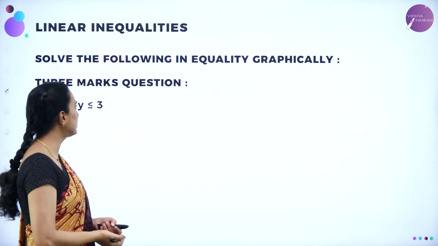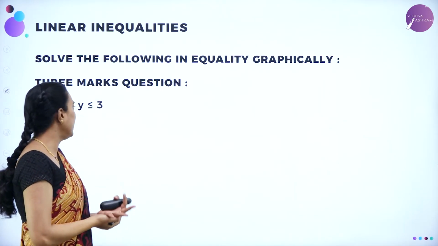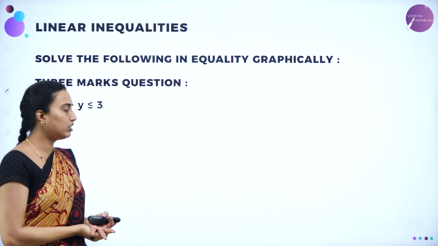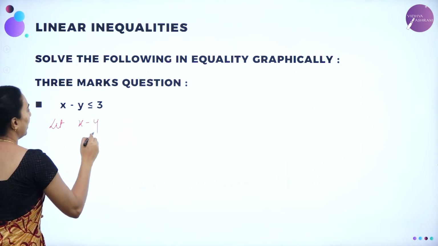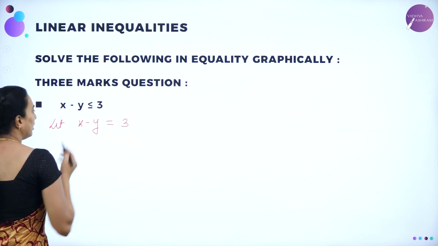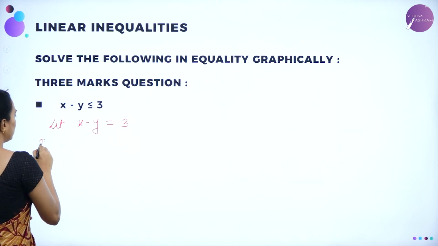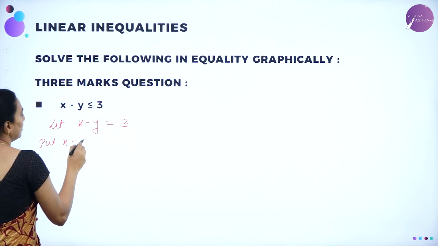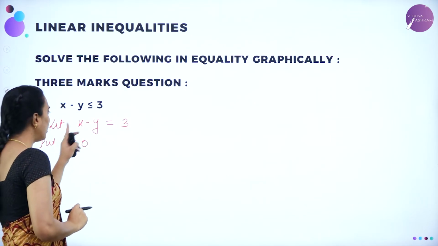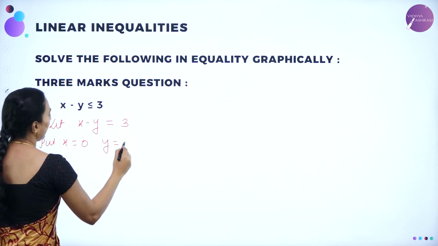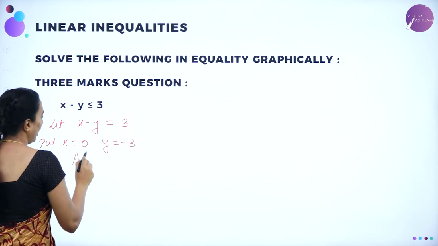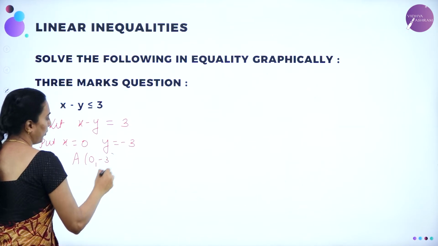Next problem, dears. x minus y is lesser than or equal to 3. First we need to consider, let x minus y is equal to 3. Now let us put x equal to 0. If you put x equal to 0, minus y equals 3, so y is equal to minus 3. Therefore A of 0 comma minus 3 is a point.